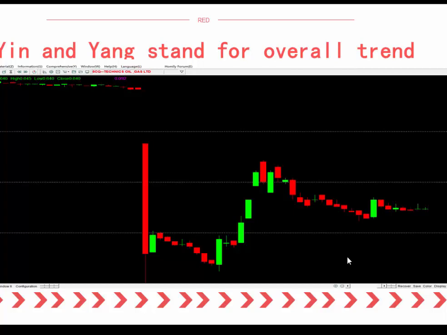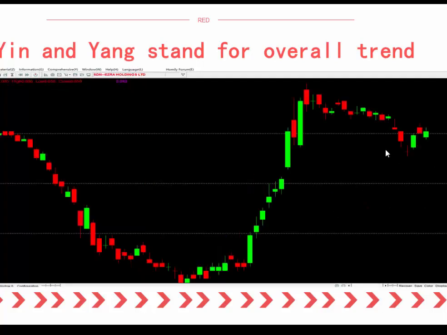Then we can see this stock. This stock is called Tech Oil Gas. So we can see the trend is uptrend or sideways. Can you tell me the trend is uptrend or sideways? It's sideways because we can see two bullish, then two bearish. So this is the sideways. Okay.